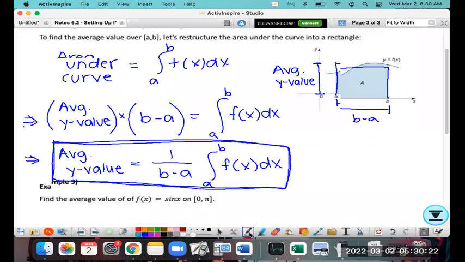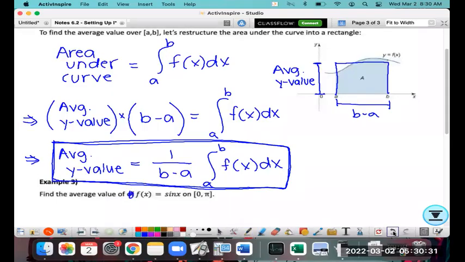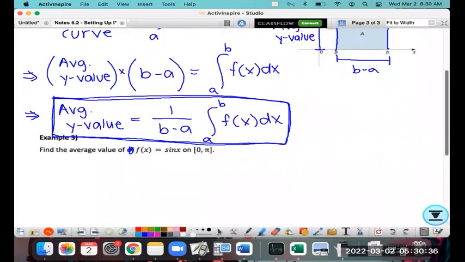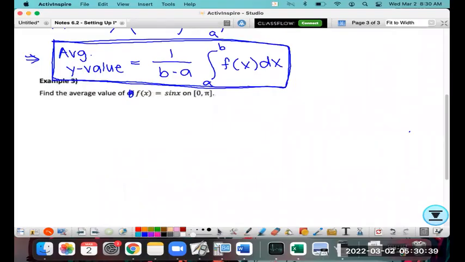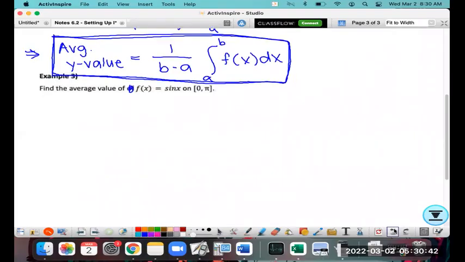So we are going to use this formula in example 3 to help us find the average value of sine of x over the interval from 0 to pi. So first thing I want to do is, and you don't need to do this every single time you do one of these problems, but I think the visuals are really nice to help you eyeball what you should be getting. So I'm going to draw sine from 0 to pi. I know that sine starts at 0, that pi over 2 is an output of 1, and then sine of pi is 0 again.